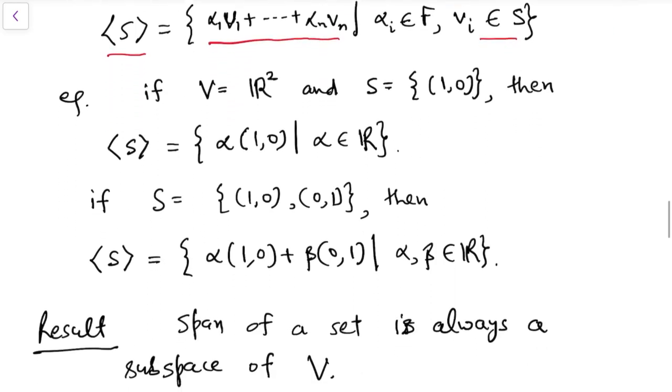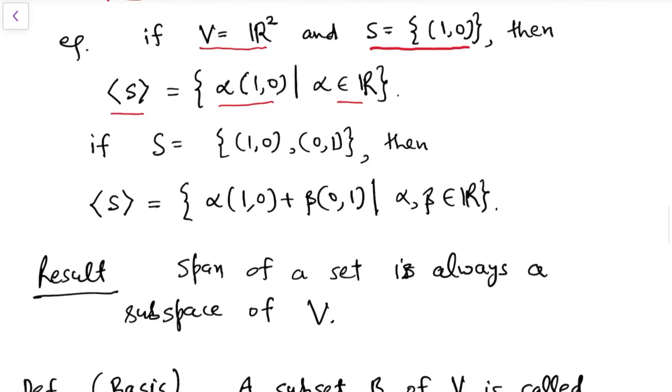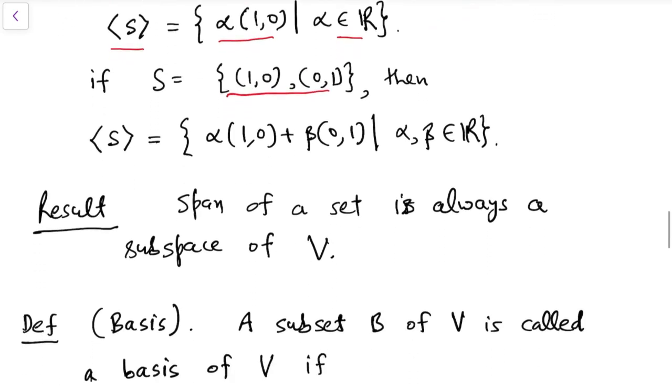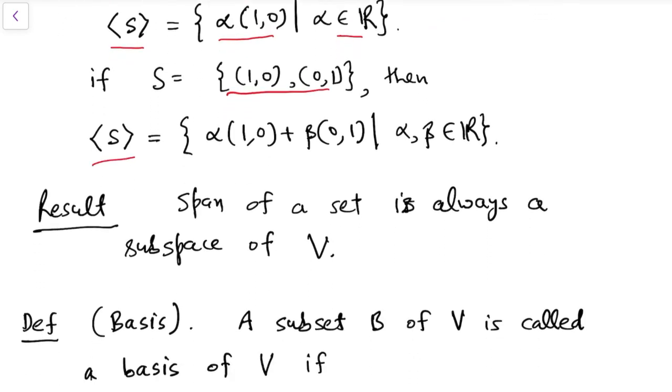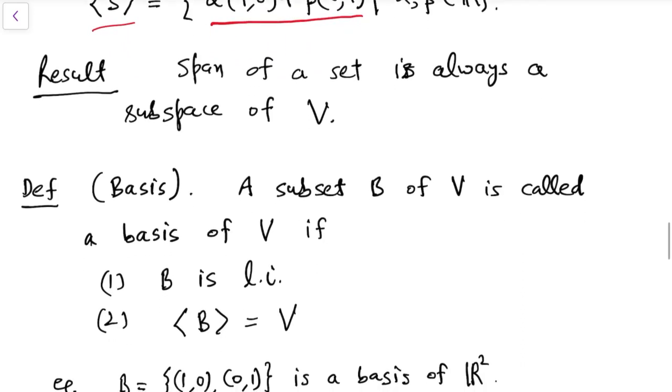For example, consider V, the vector space of two-tuples, and S contains only one vector (1, 0). Then span of S will be alpha times (1, 0), where alpha is a real number. And if S contains two vectors (1, 0) and (0, 1), then span of S contains these linear combinations. There is a result that says that span of a set is always a subspace of V.